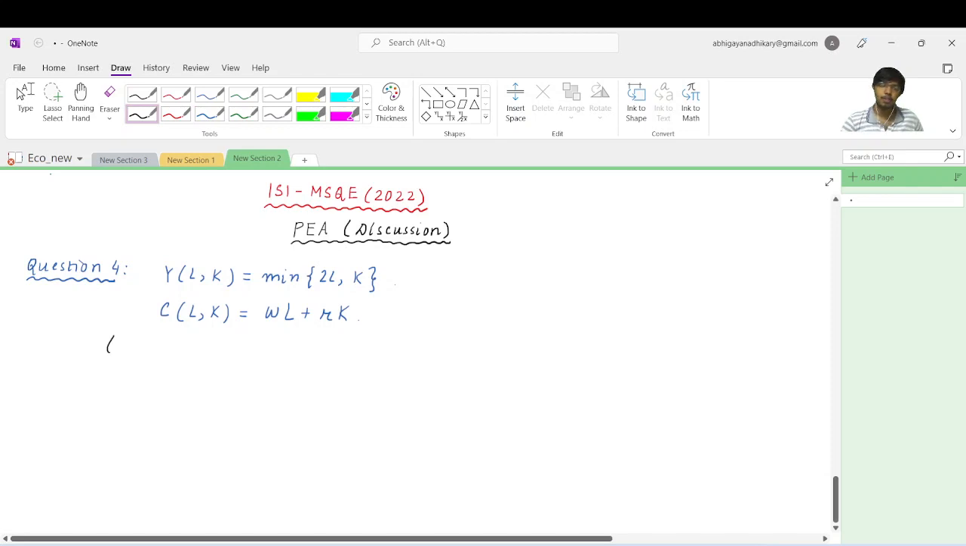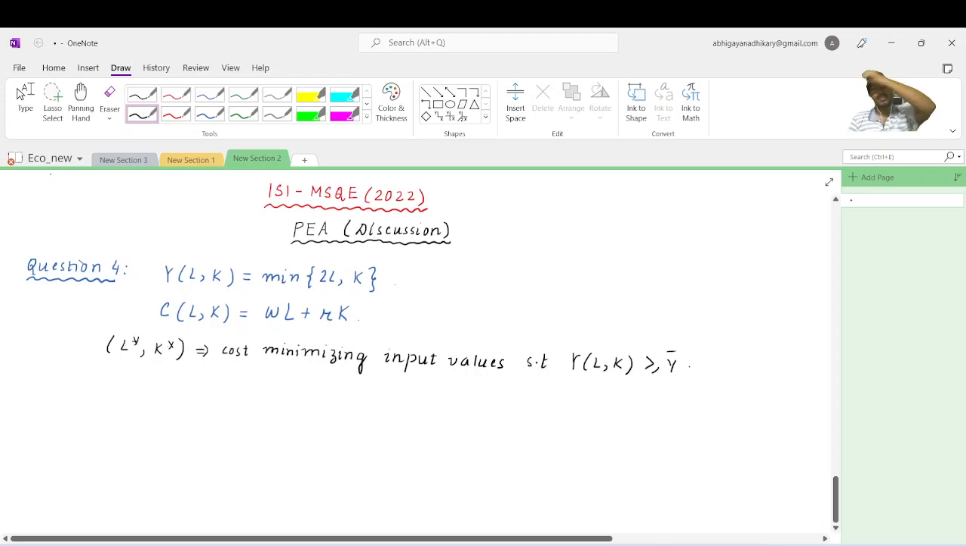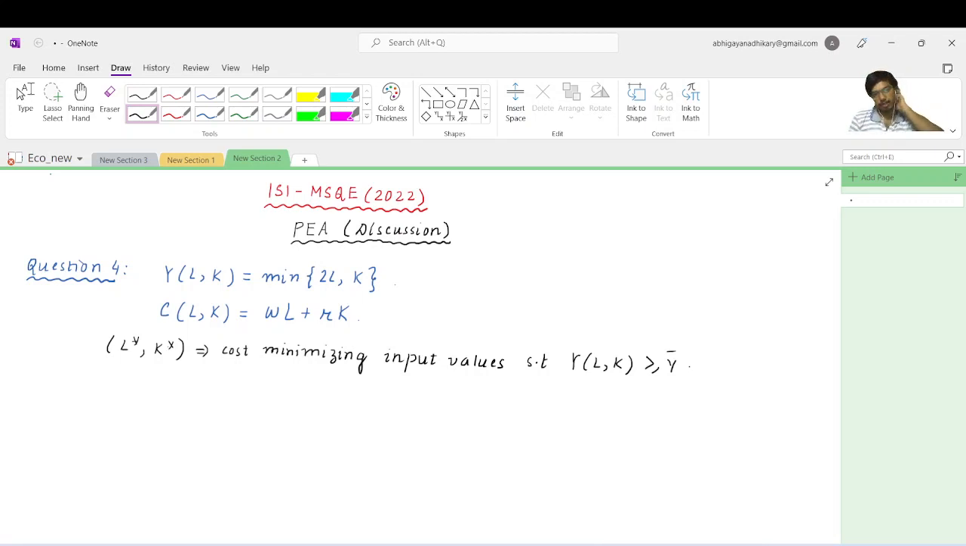So what is your L star and K star? It is the cost minimizing input values, subject to the constraint that Y of L comma K has to be greater than or equal to Y bar. So this is the constraint that we are actually facing: Y of L comma K greater than or equal to Y bar.